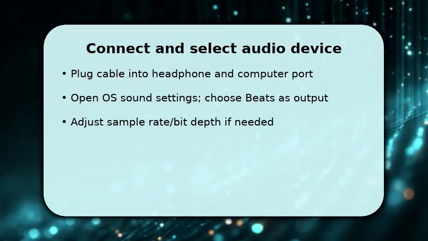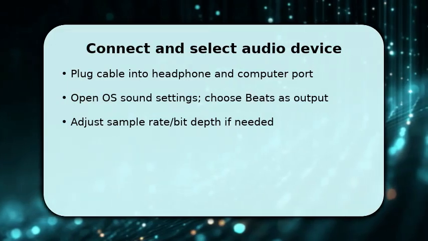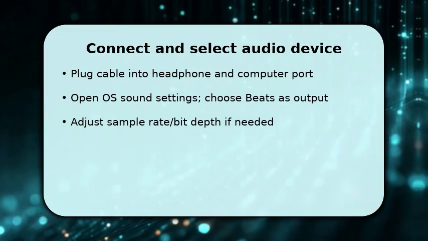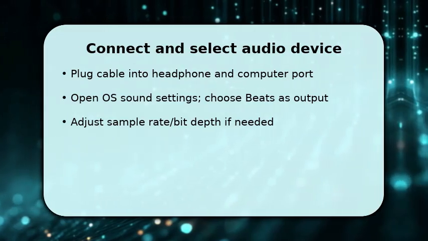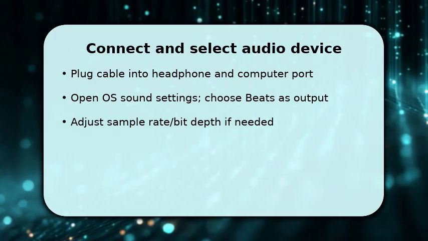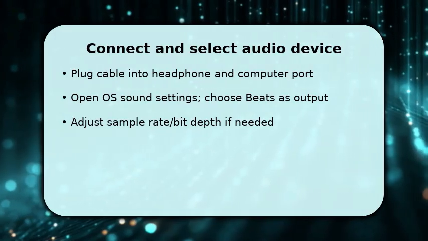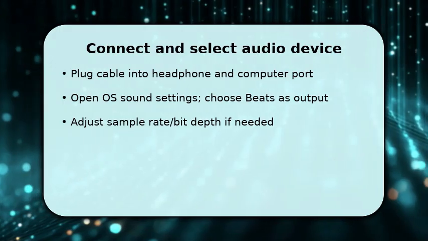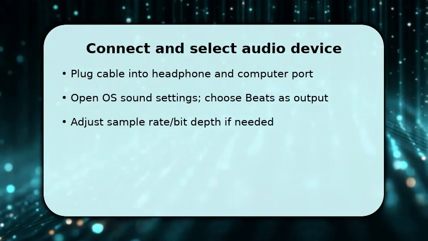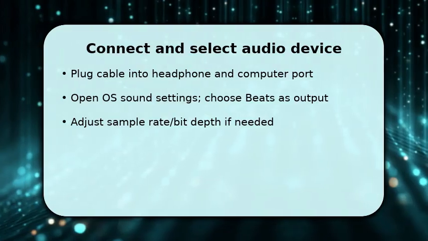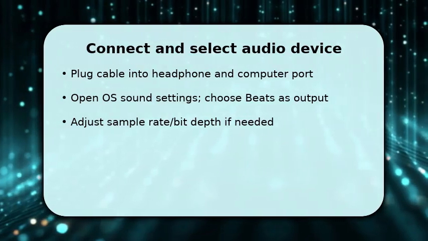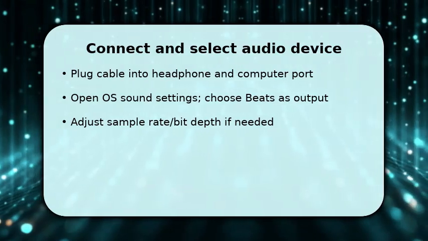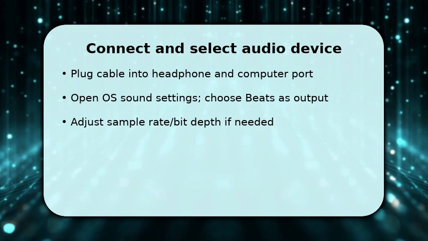You now perform the core connection. Firmly insert the USB-C cable into the Beats port and into your computer. On macOS, open System Settings, Sound, and choose Beats Studio Pro for output and input. On Windows 10/11, right-click the speaker icon, open Sound Settings, then select Beats under Output and Input. Set it as default. If you work with audio apps, adjust sample rate and bit depth in Advanced Device Properties, so audio syncs properly and applications recognize the headphones.